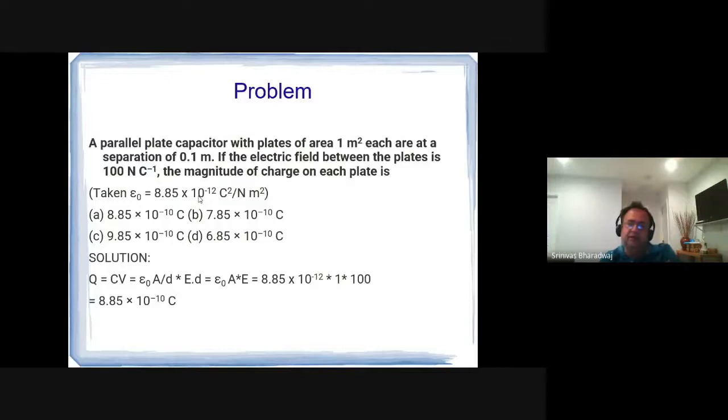V is E times the separation, since E is dV by dx. E is given to be 100, so 100 times 0.1 will give you the corresponding V. So we calculated the C, then we calculated the V, and from C times V you get the resultant Q. From the E, we calculated the V. From the dimensions of the capacitor, we calculated the C. And then C times V got us Q. So that is the magnitude of the charge on each plate.